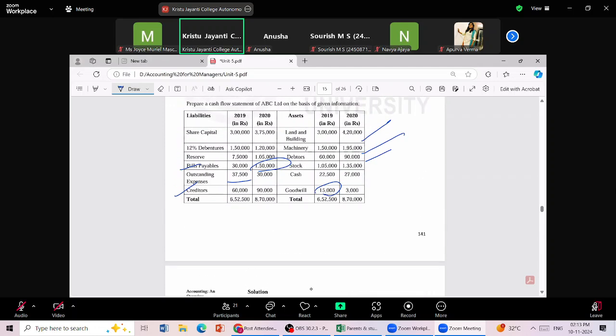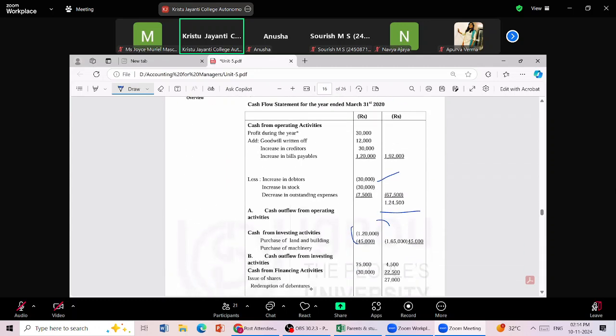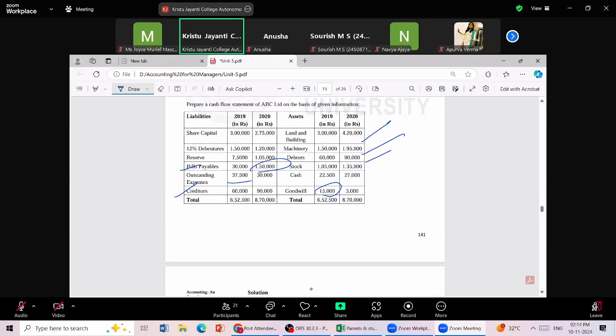Next is machinery. Earlier it was 1,50,000 and in 2020 it is 1,95,000, which means what? There is a purchase of machinery for around 45,000 in that period. So there is a fund outflow. So you need to minus. Any inflow you can add, any outflow you need to minus. So both items are being minused. So 1,65,000. Then moving to the rest, these items are all recorded here.